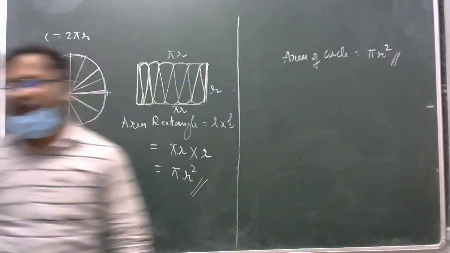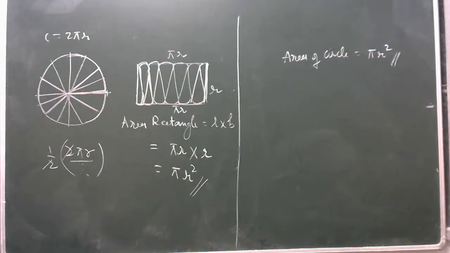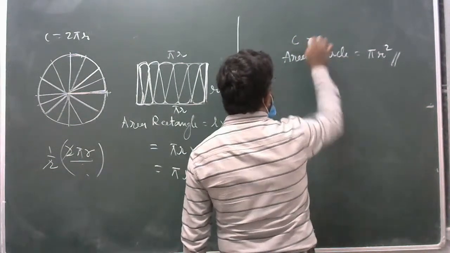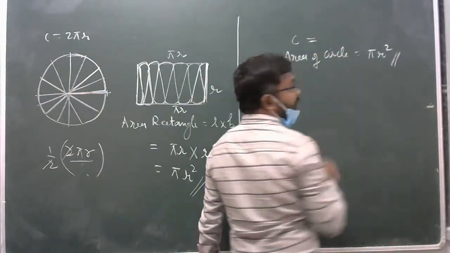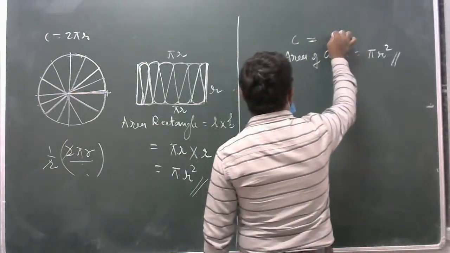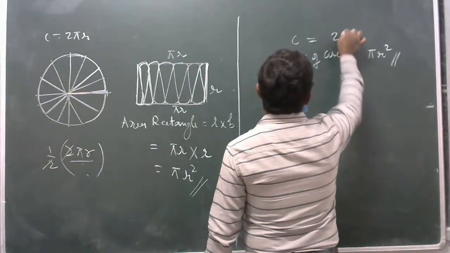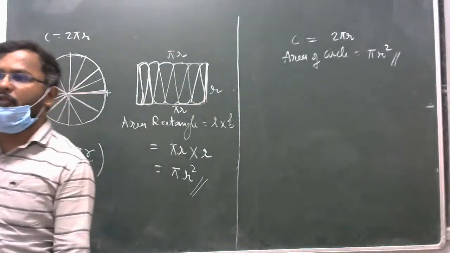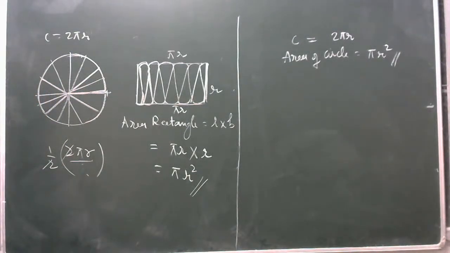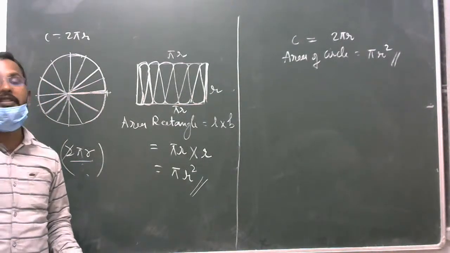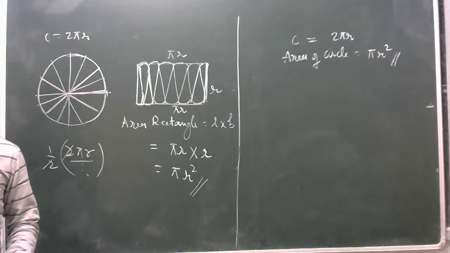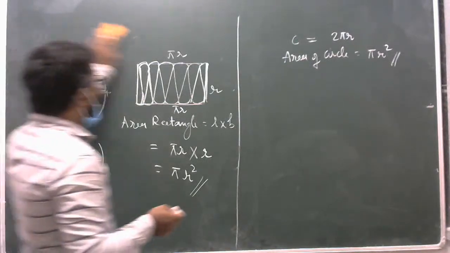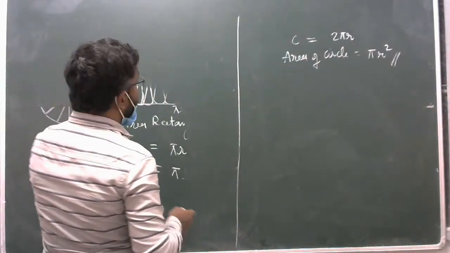So the area of a circle will be pi r square. In the first, we found the circumference. The circumference formula is 2 pi r. If you want to find the boundary, the formula is 2 pi r. And if you want to find the area, meaning how much region it has covered inside, that is pi r square. So now we go to the next question, question number 2.